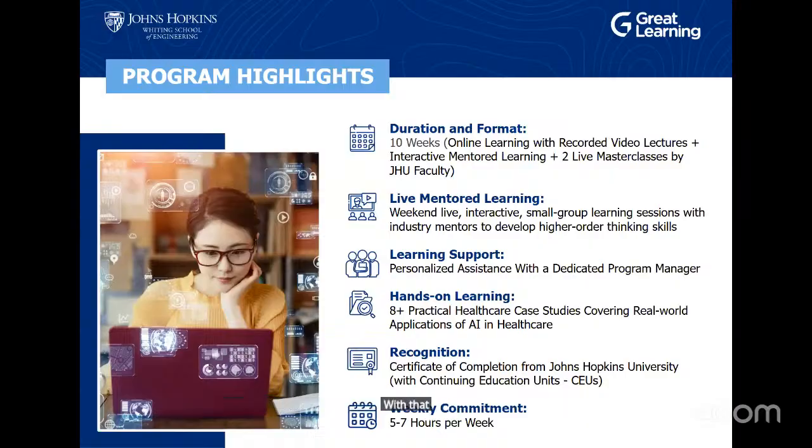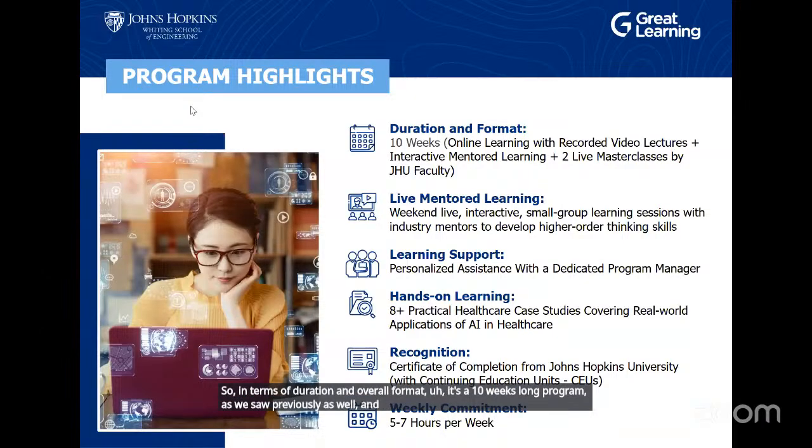With that, I will quickly move on to a couple of highlights of the program. In terms of duration and overall format, it's a 10 weeks long program, as we saw previously as well, and probably an additional week or two for the master classes. But the core curriculum stands at 10 weeks, starting from foundations, going into machine learning, then various use cases, eventually ending with change management. So that's a 10-week plan.